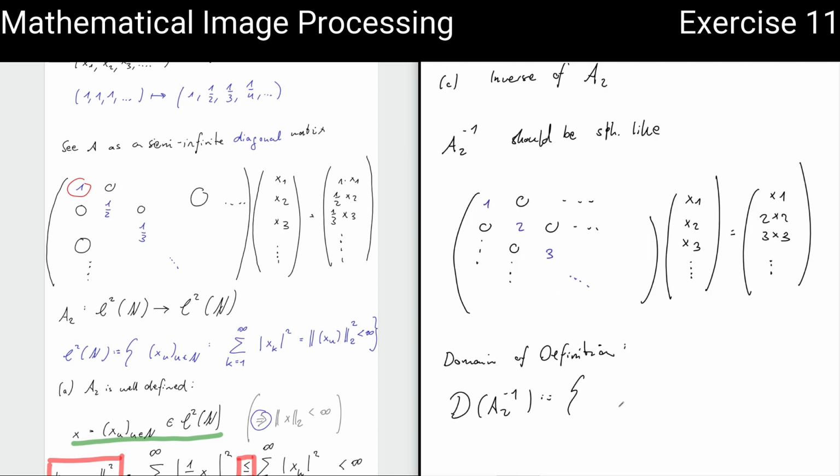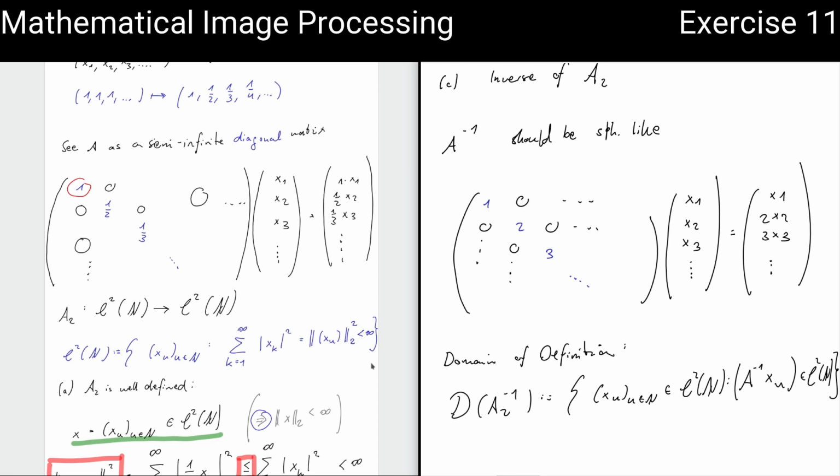which, I just write it down briefly, are all the sequences xn in L2 of N, such that A to the minus 1 of xn is an element of L2 of N again. So this is just a technical point.